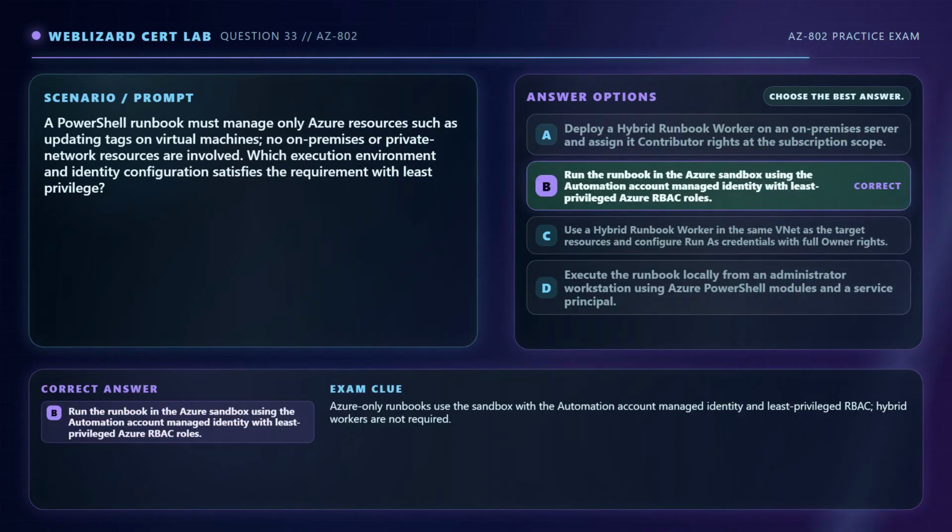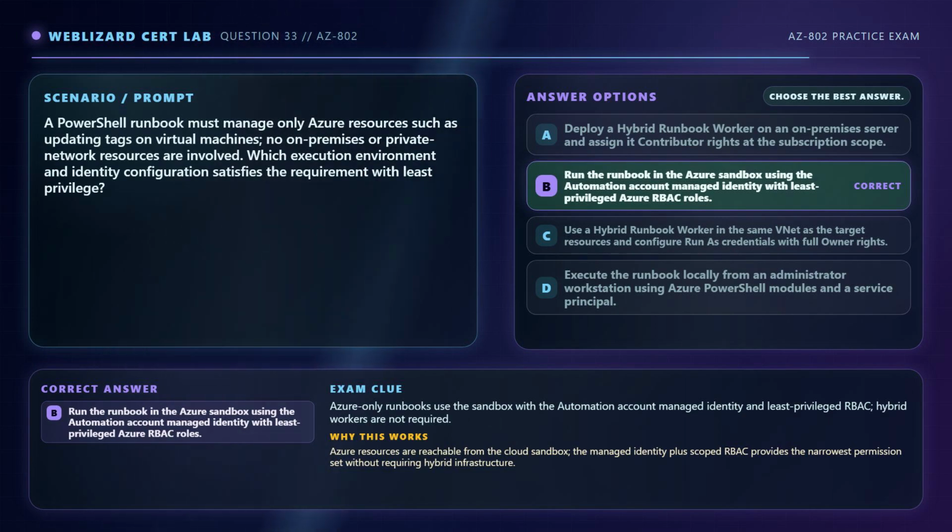The correct answer is B. Run the runbook in the Azure Sandbox using the Automation account managed identity with least privileged Azure RBAC roles. Azure resources are reachable from the Cloud Sandbox. The managed identity plus scoped RBAC provides the narrowest permission set without requiring hybrid infrastructure. Azure-only runbooks use the Sandbox with the Automation account managed identity and least privileged RBAC. Hybrid workers are not required.